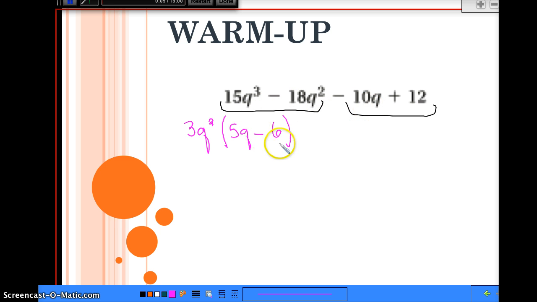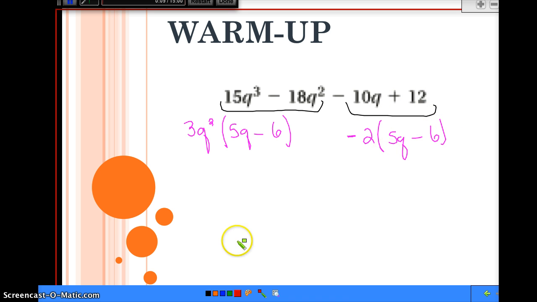I want this to be a minus. I'm noticing this is a plus, so I better take out a negative. That will turn this guy into a positive. The largest number I can take out of those is a 2. Negative 2 times 5q would give me negative 10q, and negative 2 times a negative 6, a negative times a negative, will get me my positive. 2 times 6 is 12.